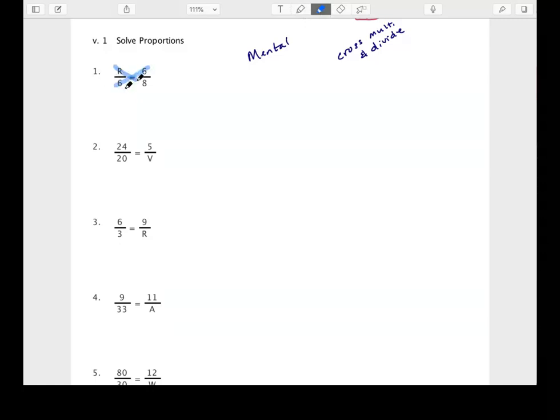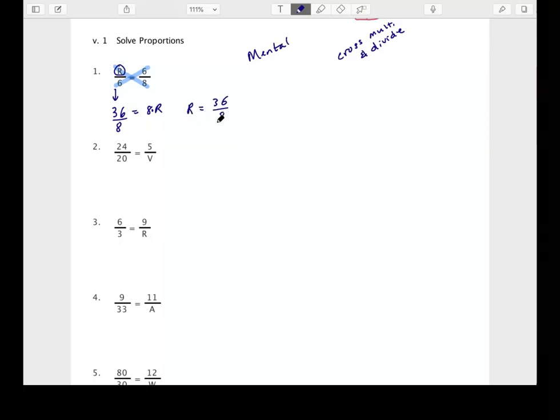So I set up my cross products and I multiply the 2 numbers that are crossed from each other. 6 times 6 is 36, and that equals 8r. So the divide step comes because I'm doing this times, so I divide by 8. I look at that and think, well, there's a couple of things I can do with this problem. So I know that r equals 36 over 8.